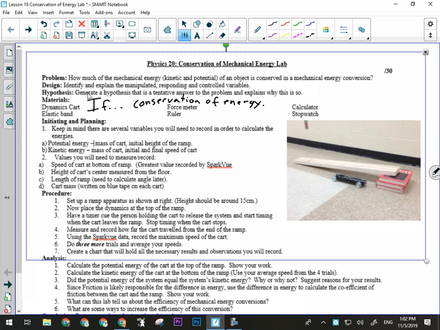All right, the and part describes the experiment same as always. In the then part, you need to predict the relationship between the final and initial energies. That is, are they going to be equal? Are they going to be different? And some possible reasons why. Okay, so predict your results and explain.